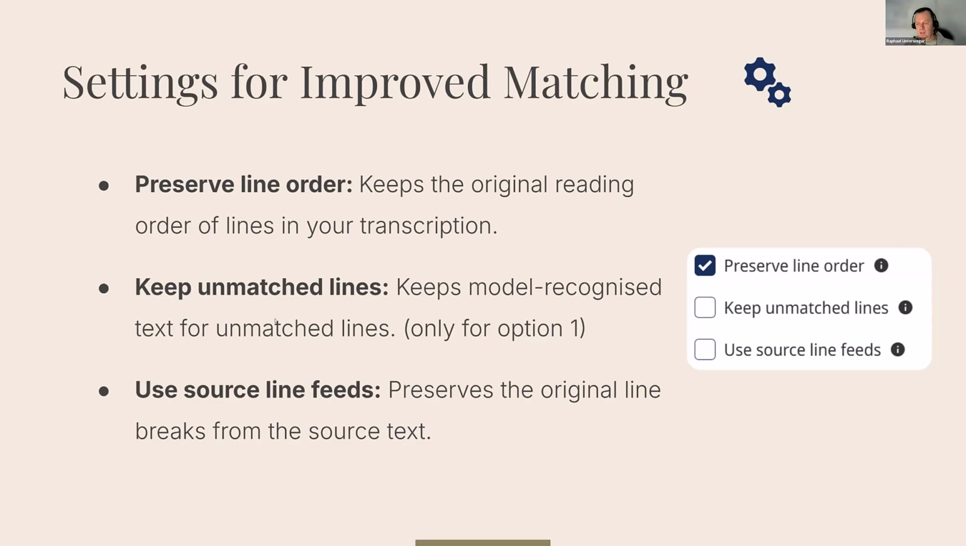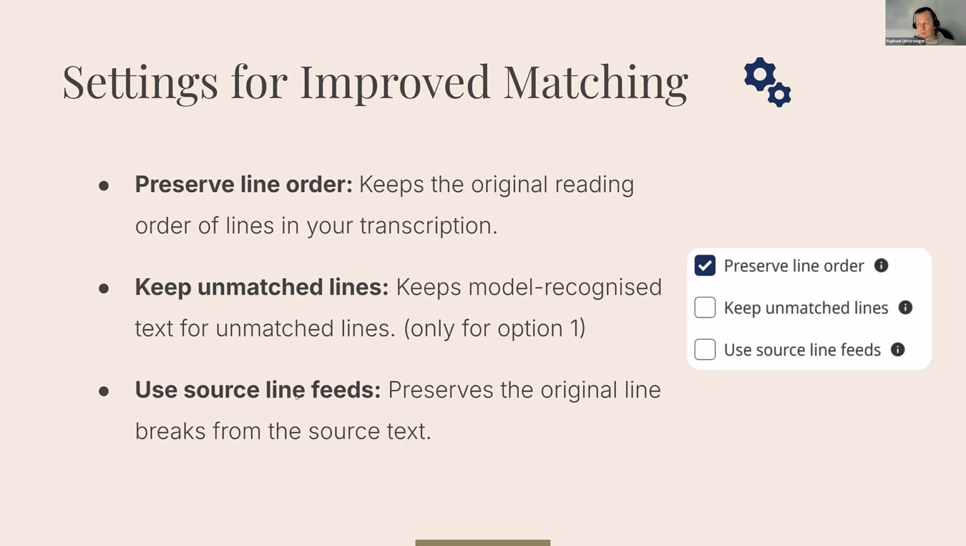The second option, keep unmatched lines, I already mentioned. If it's not able to find a good match for the line, it will keep the HTR text in that line. So you also keep the errors in there, but you get a complete text where most of it is matched and corrected. And the third option is use source line feeds.